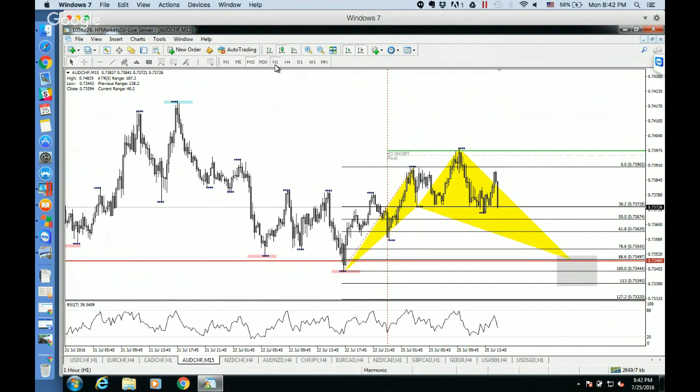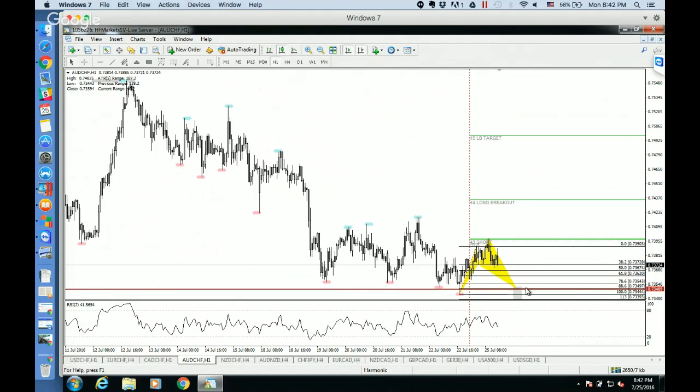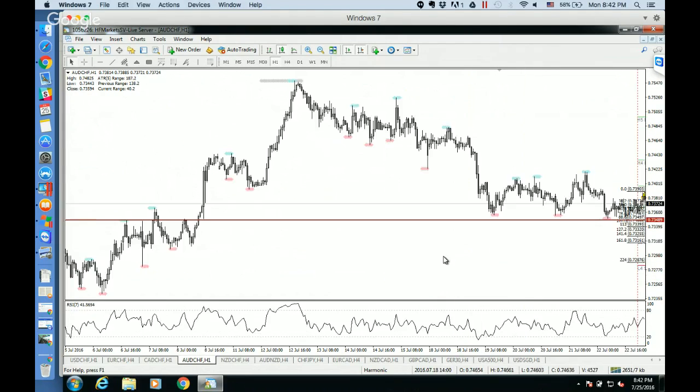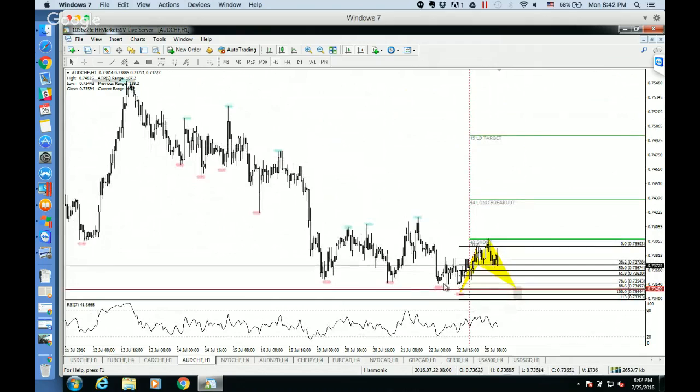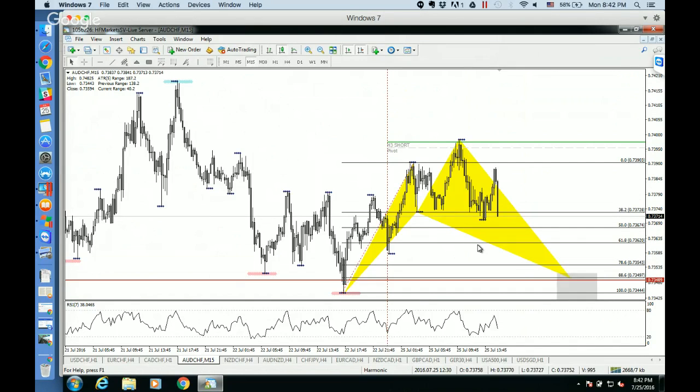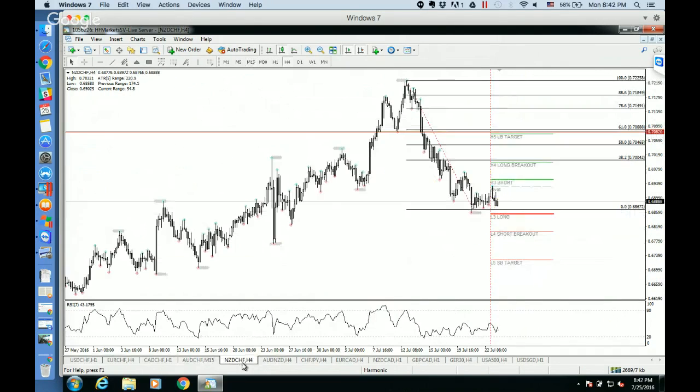If I go to higher time frame, you can see this completion is pretty nice in terms of technical level. It's at the previous structure support: one time, two time, three time, four time. But again, if you're buying Aussie, you're going against the fundamental trend. So this pattern you can keep an eye on for those who are day trading.